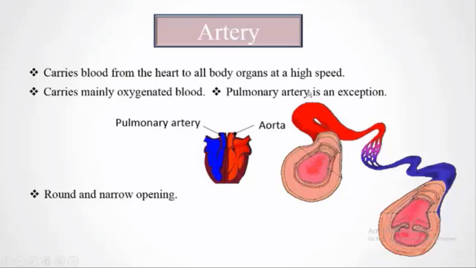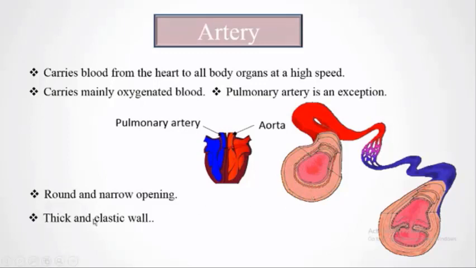It should be narrow in order to keep the high pressure of blood. Here I have to give a note also about the round opening. Even if I make a transverse section in the artery, it keeps its round opening. Concerning the wall, it is a very thick wall in order to bear the high pressure of blood. So don't forget that the blood is pumped out of ventricles. The blood has a very high pressure, so the artery should withstand this high pressure by its thick wall.